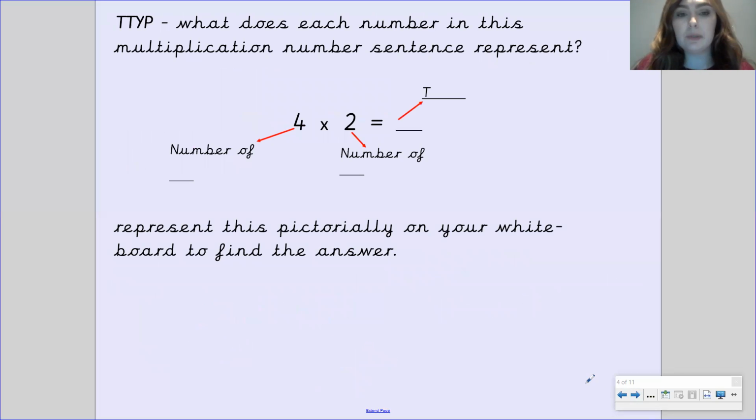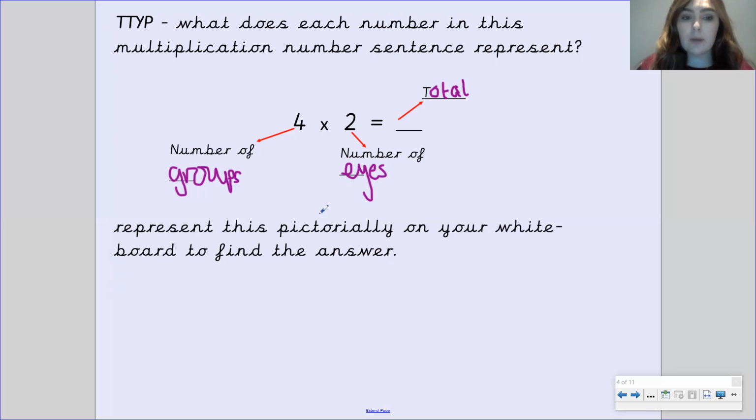Okay, now we need to have a little go at this one as well. So what does each number in this multiplication number sentence represent? So pause the video to have a think, and if somebody is nearby and they're free to listen to you, maybe you could discuss your ideas with them. So well done if you got number of groups for 4, because remember we had 4 groups. Well done if you got number of eyes for 2, because there were 2 eyes in each group. And well done if you got the total here. The total is how much it is altogether.